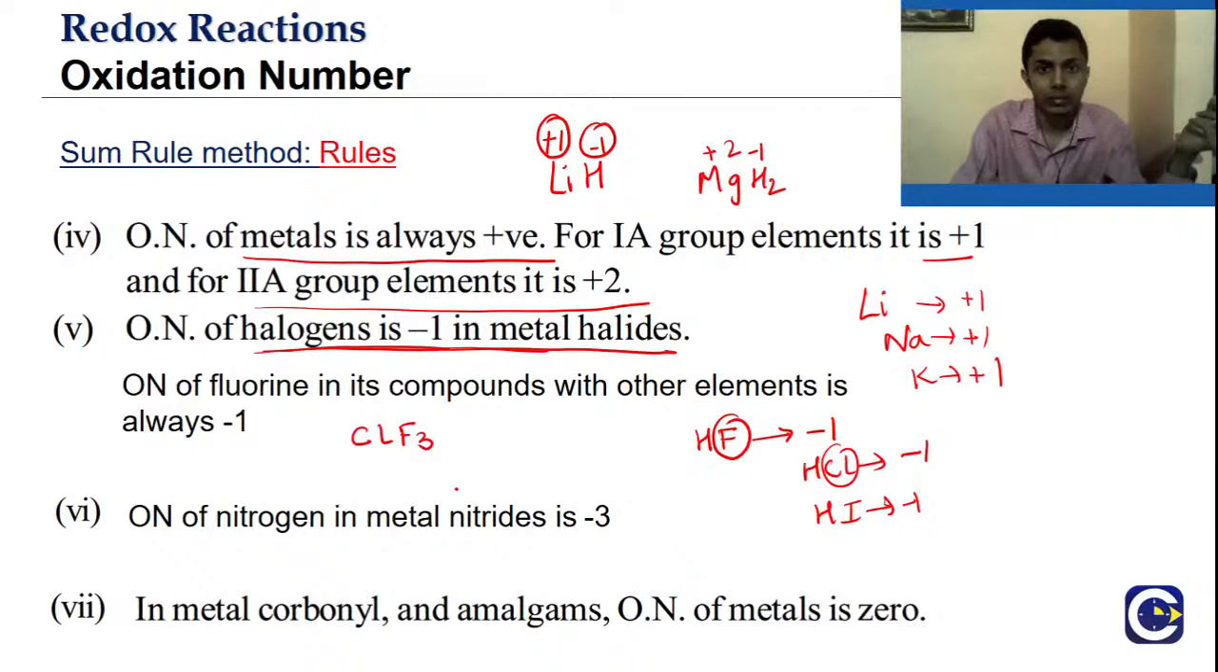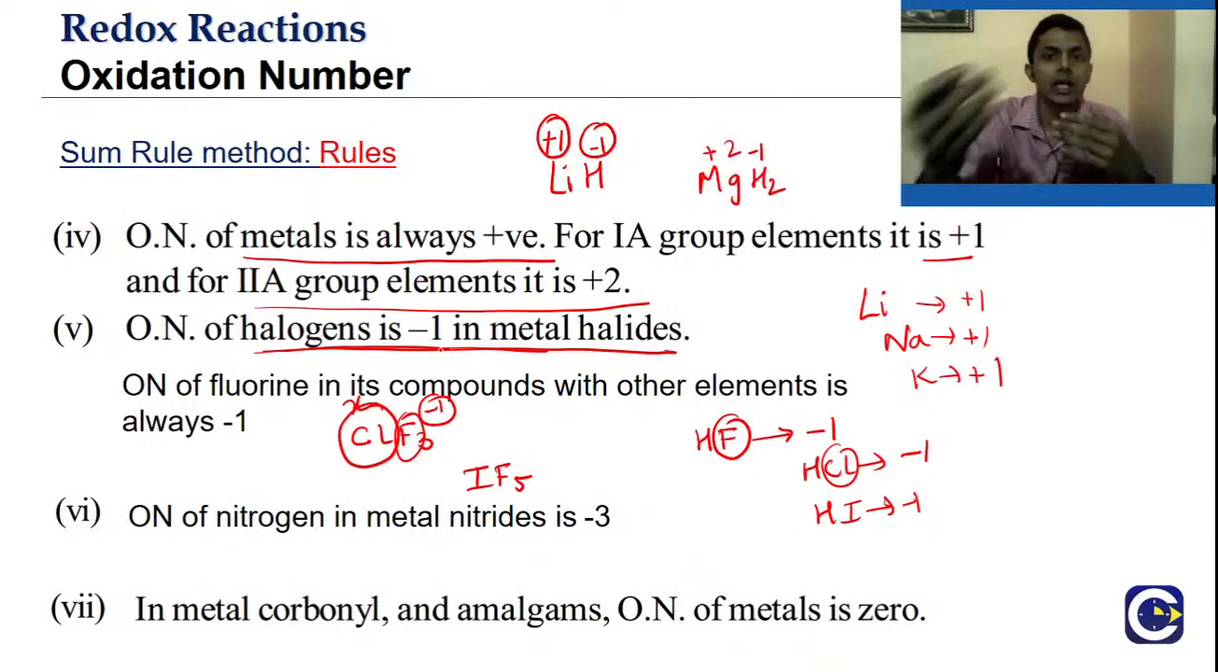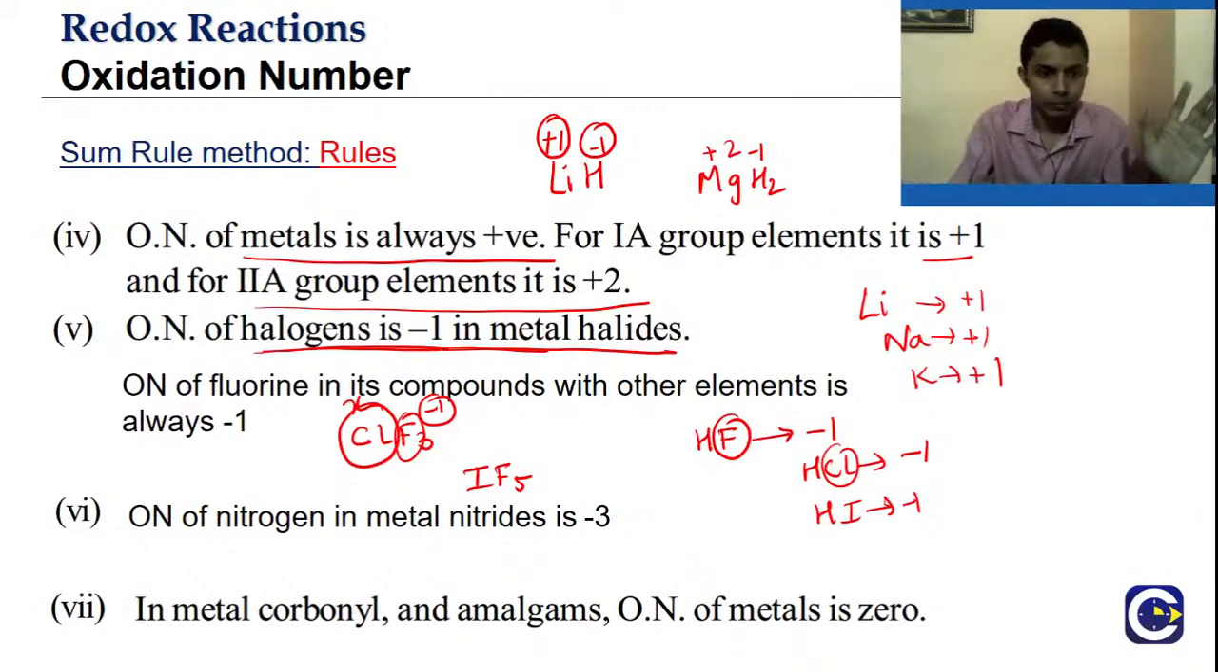But then there are a few compounds like ClF3, IF5. So here you can see that chlorine is electronegative. Obviously both are halogens. Chlorine is also a halogen, fluorine is also a halogen, isn't it? Group 17. So in that case, what to do? In that case, fluorine, which is more electronegative, is going to have -1 charge, and chlorine will have X, depending on how many halogens are attached, which we can calculate using the sum rule method. Clear? So whichever is more electronegative, that will get -1.